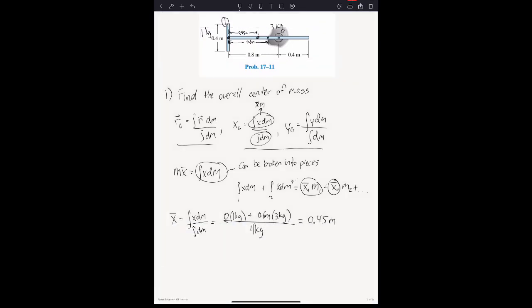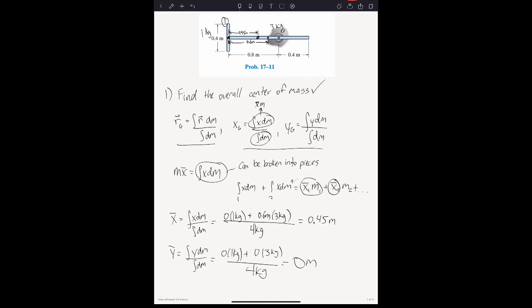In the y direction, we have the same thing, but the y direction is not very interesting. Integral of y dm divided by the integral dm is equal to, just break it up, y bar times m for each region. So y bar of the first region is 0. The mass is 1 kilogram. And y bar for the second region is also 0, times the mass 3 kilograms, divided by 4 kilograms. You do the math, it's equal to 0. The y bar location is not up or down. So I would say that we were able to find the center of mass.